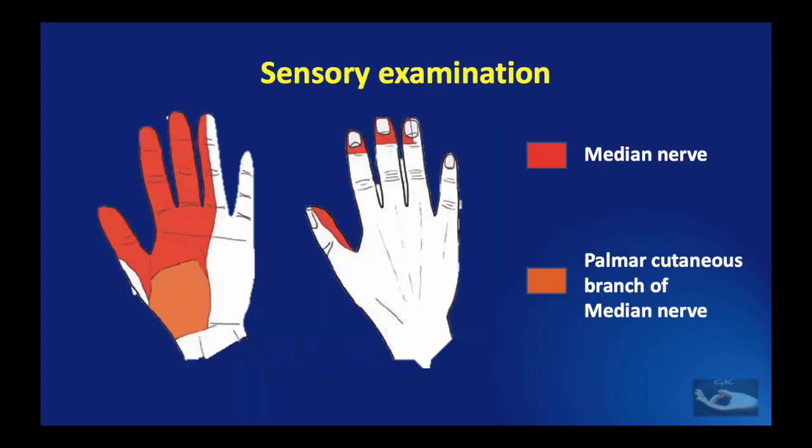After a thorough motor examination, a sensory examination needs to be done, which will show loss of sensation on the volar aspect of the thumb, index, middle fingers, and the radial aspect of the ring finger. If the palmar cutaneous branch of the median nerve is also involved and the lesion is proximal to this branch, there will be a loss of sensation over the thenar eminence also.